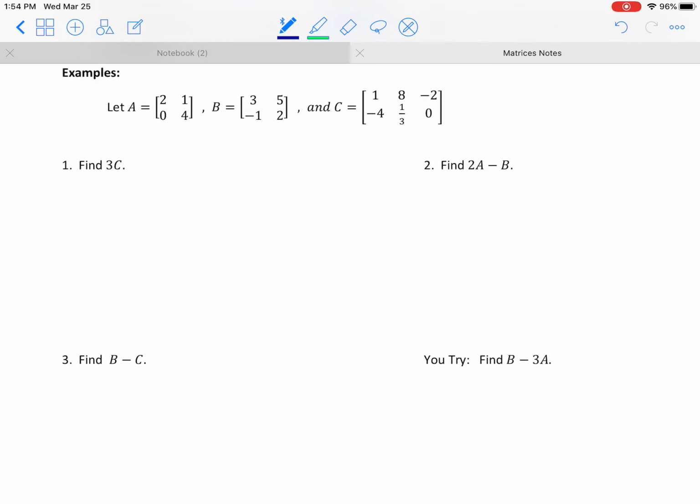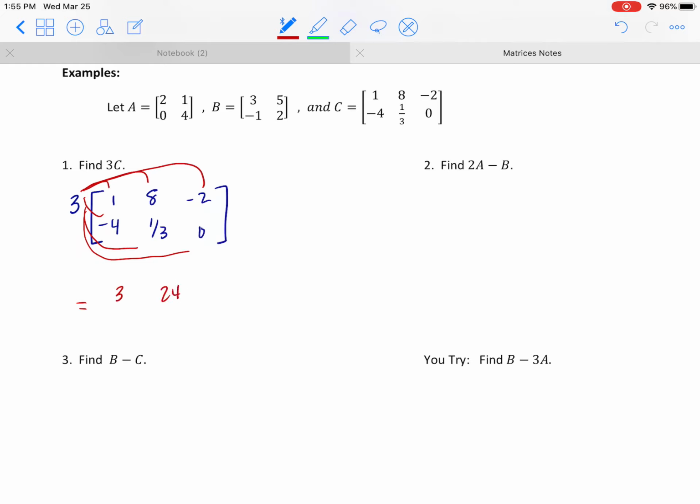Okay, so we're going to use these 3 matrices just to run through a few examples here. So if we wanted to find 3C, that literally means to multiply 3 by each of the entries in matrix C. So C has 1, -4, 8, 1/3, -2, and 0. We took each of these entries and distributed in that 3. Multiply by 3, multiply by 3, multiply by 3. And again here, and here, and here. We're going to end up with a new matrix.